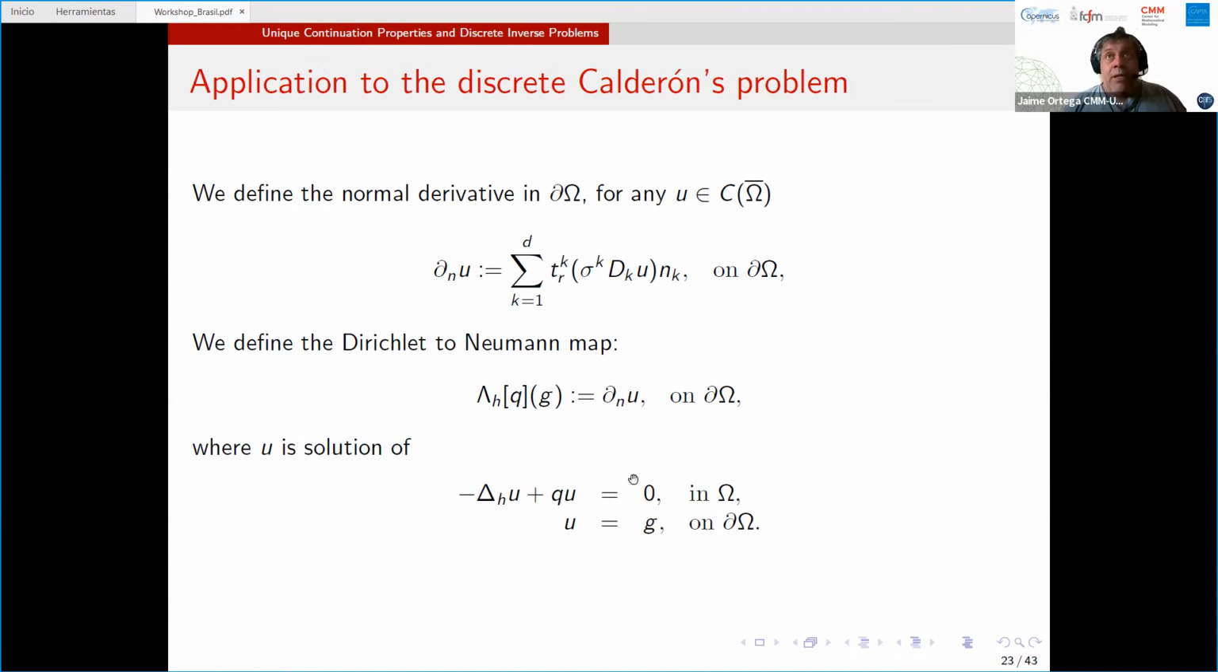This is another problem. Well, we're going to try to rewrite the same problem, but in the discrete case. I'm going to write this equation: minus discrete Laplacian u plus qu equals 0 in omega. Omega is a discrete domain. And u is equal to f in the boundary. And I'm going to take these measurements, and I want to recover q.